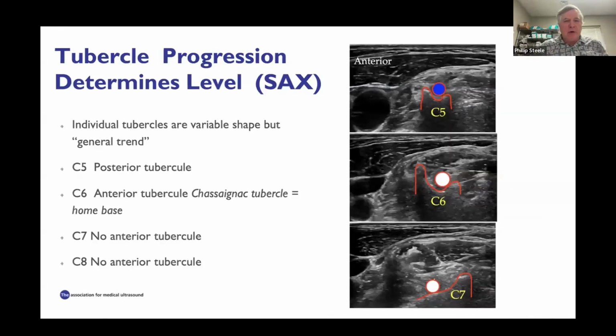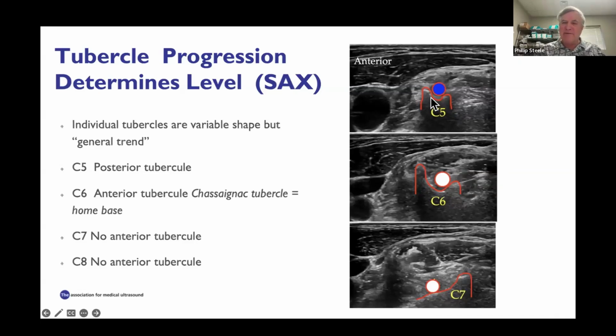Now, there's a standard tubercle progression. Bianchi and Martinelli suggest that C7 is the best home base. I tend to, like numerous other authors, use C6. I typically prefer C6 because it has an enlarged anterior tubercle. This is anterior, this is posterior. And I've never seen a patient that didn't have an enlarged anterior tubercle of C6. Some patients can have an anterior tubercle of C7, although rare.